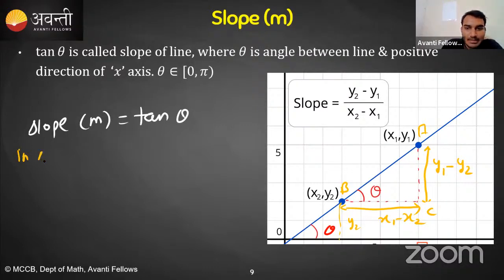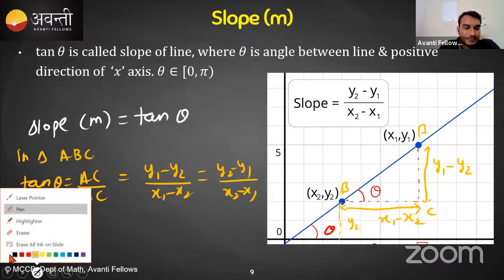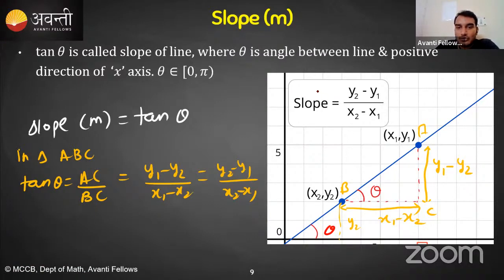So in triangle ABC, what is tan theta? Tan theta is nothing but AC upon BC, which is nothing but (y1 minus y2) upon (x1 minus x2). And you can write this, taking minus common in the numerator and denominator, as (y2 minus y1) upon (x2 minus x1). Clear? So this is the slope. Is this clear? So slope is (y2 minus y1) upon (x2 minus x1).